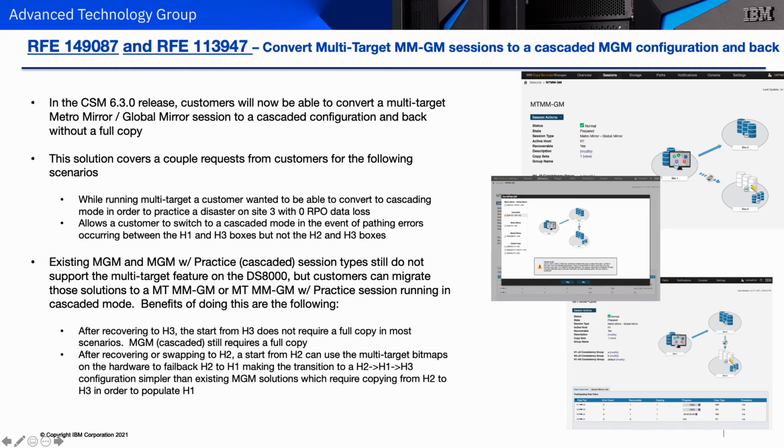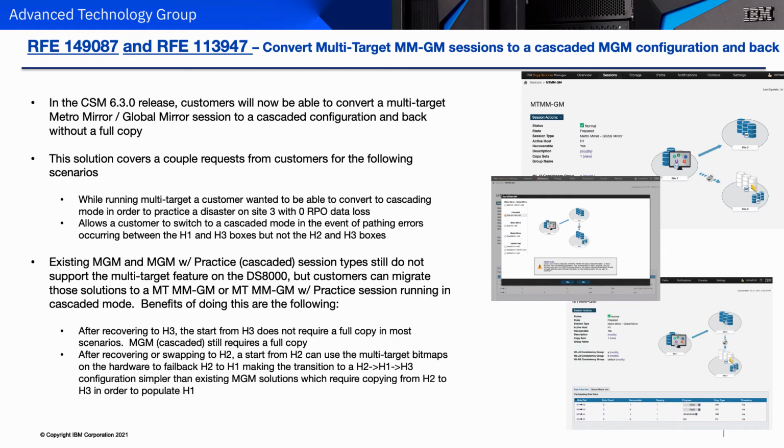All right, for the next one, this is a big change for CSM. For a long time now, we've had support for Metro Global Mirror and Metro Global Mirror Practice. Those are cascaded solutions, so you have a Metro Mirror relationship and then a cascaded Global Mirror off of that to get to a 3-site configuration. And then when the DS8000 came out with multi-target support, we added another slew of session types for multi-target replication. So instead of cascading the relationships, from the same source you have multiple targets, giving you that multi-target configuration. I think now we have three main multi-target 3-site solutions, and then we have the 4-site, etc.